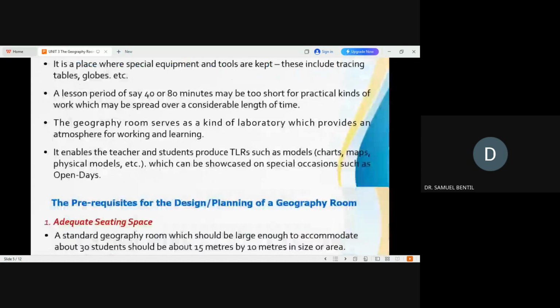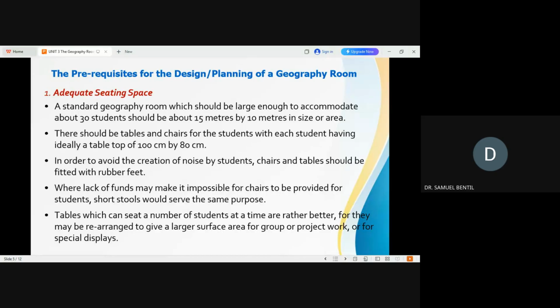Okay, then let's make progress. Now, we want to look at prerequisites for designing or planning of a geography room. If you want to design a geography room or build a geography room for your school, these are some of the things that you must bear in mind.